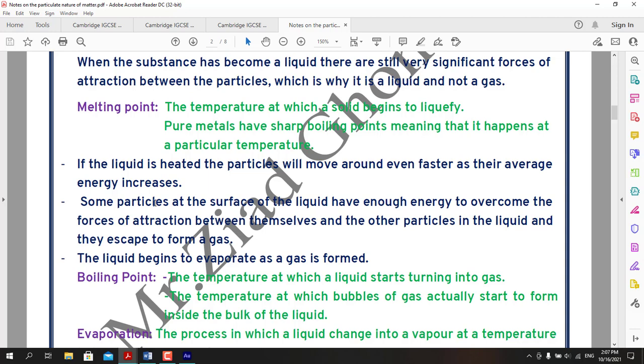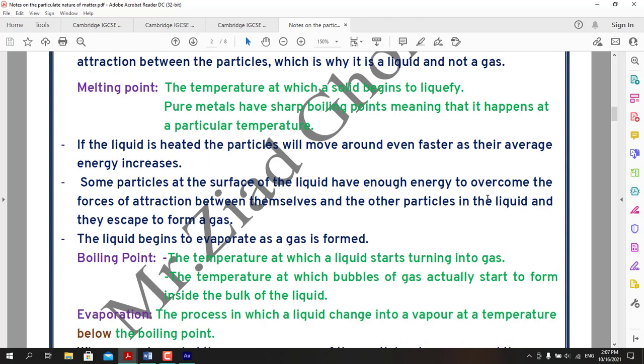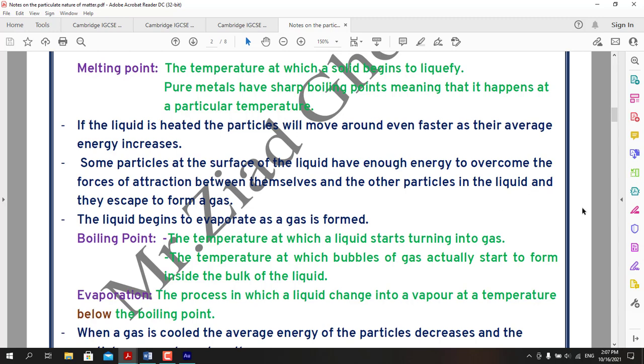So the energy of the particles of a liquid isn't actually evenly distributed. The energy of the liquid particles at the surface can be higher than those in the inside of the liquid. So the particles on the surface have more energy, so they can break away from the other particles of the liquid. And when that happens, the liquid begins to evaporate as a gas is formed.